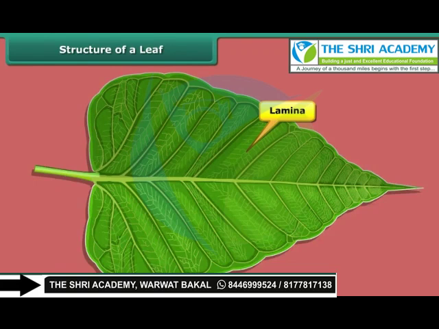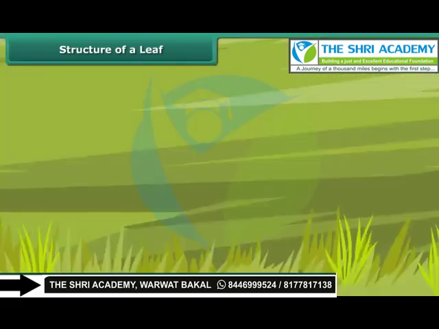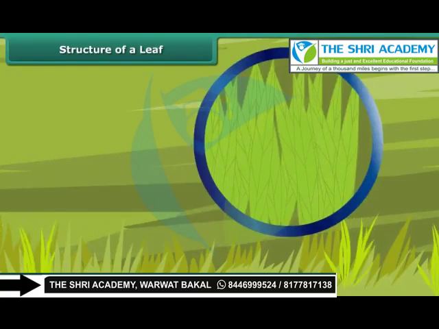The thick line present in the middle of a leaf is called the midrib. The thin lines branching from the midrib are the veins. The arrangement of veins on a leaf is called venation. When veins appear to branch from the midrib, the venation is called reticulated venation. When the veins run parallel to one another, the venation is termed as parallel venation. This type of venation is generally found in the leaf of grass.